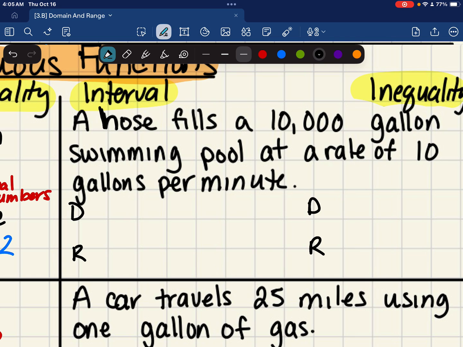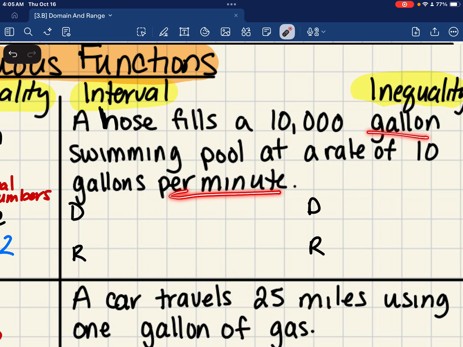So what I do to solve these problems is I first identify the units. 1 unit will be domain, 1 unit will be range. And once I've identified the units, I think about what causes the other thing to happen. And then from there, I can think about the reasonableness. So I have a hose that fills a 10,000 gallon swimming pool at a rate of 10 gallons per minute. So the two units are gallons and minutes. Okay, so I have time and I have volume.